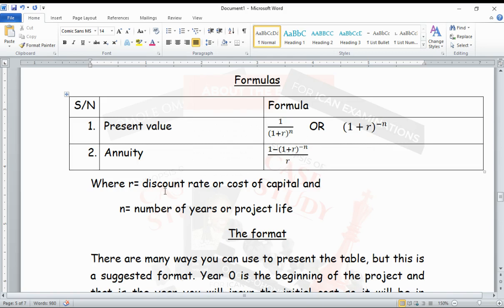And in this case, your r is your discount rate. They will usually tell you the discount rate in the question. And then the n is your number of years, that's the number of years or the project life in that sense.